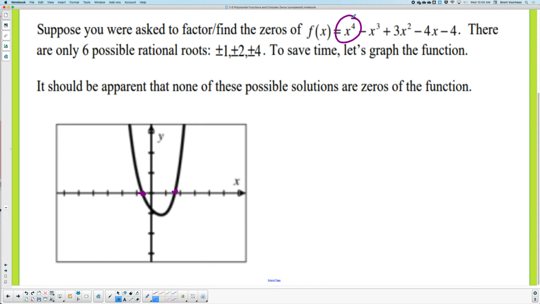This one, it crosses, and it tells you right here, there's 6 possible rational roots. Does it hit at any of those rational roots? Does this hit at positive or negative 1, positive or negative 2, or positive or negative 4? At this time, let's find out where these zeros are. Okay? Come on now. Wake up.